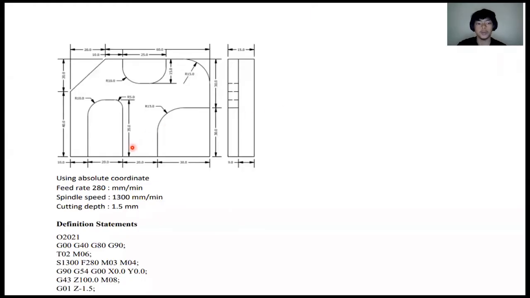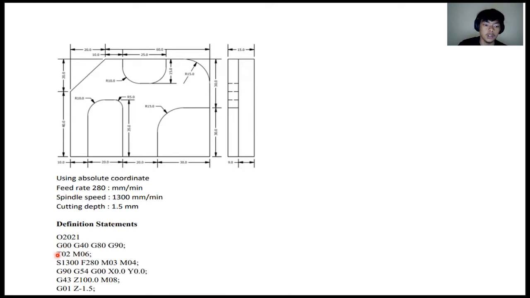Assalamualaikum warahmatullahi wabarakatuh. My name is Aiman, and now we move to our program statements, and we begin with the definition statements based on the parameters given. For the first block, our program code is O2021, and the second block is the safety condition that sets the machine into default.